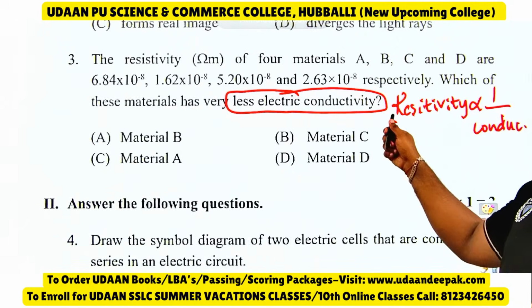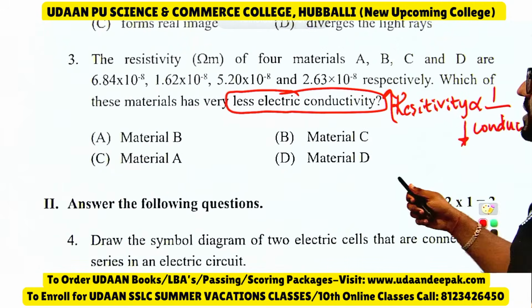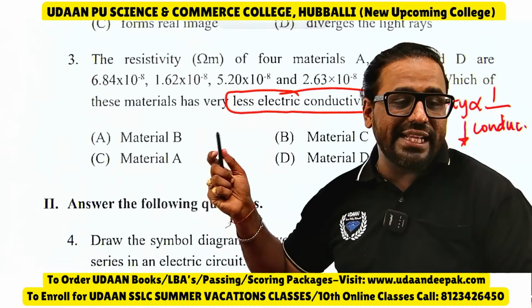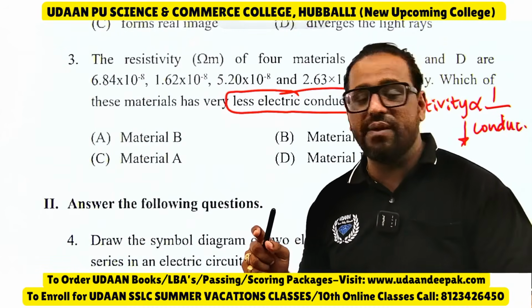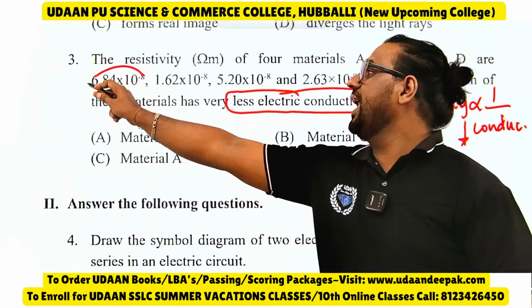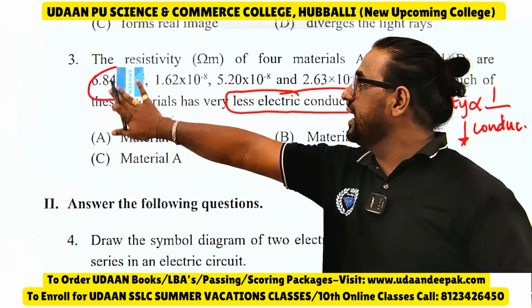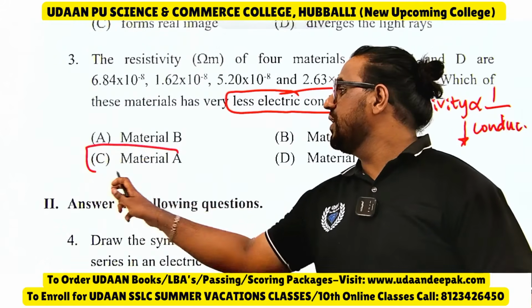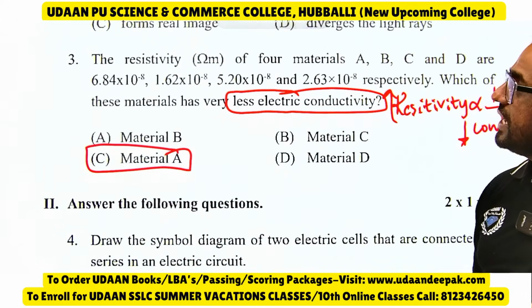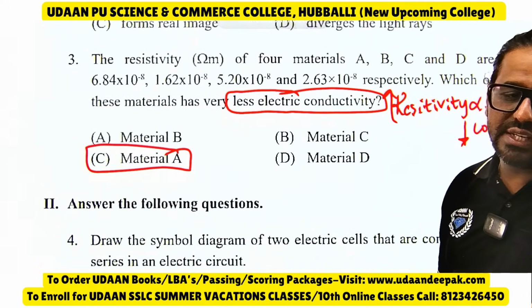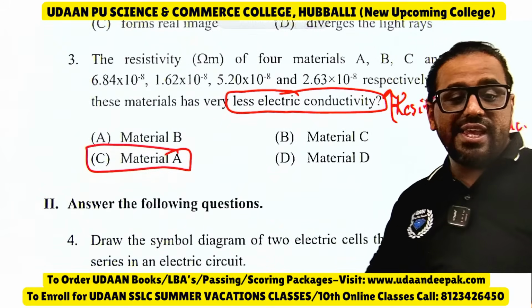More the resistivity, less the conductance. So which one has the highest dot number? Tell me the answer. Very good, Material A. That is the answer. C for correct answer, because with the highest dot number you will have least resistance. Option C is the right one.